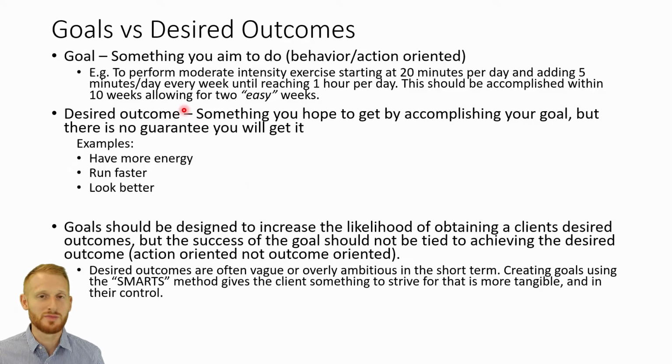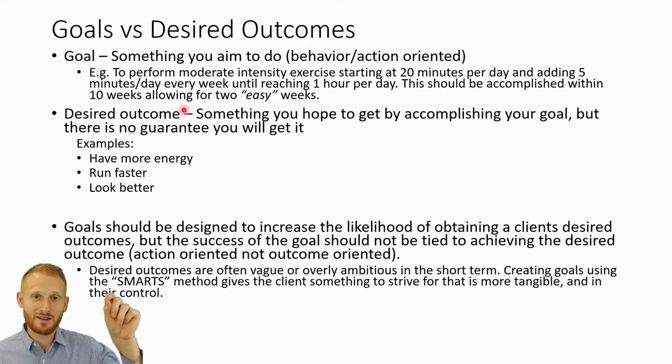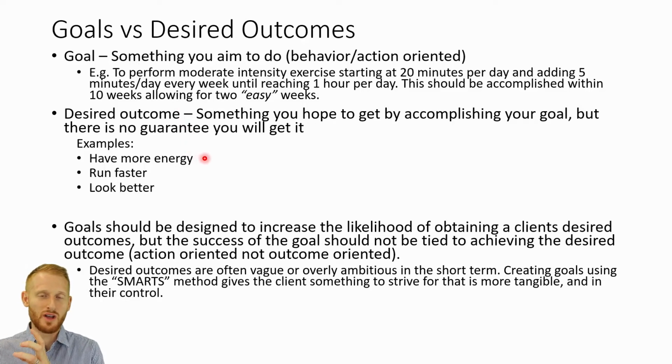So your goal could be to exercise 3 days a week at a vigorous intensity for 20 minutes and do that for, say, 2 months straight. And so you can check that box and say, yes, you did that. And then hopefully you'll get your desired outcome of having more energy. So that's kind of how this works. You make the goal in order to hopefully get the desired outcome.